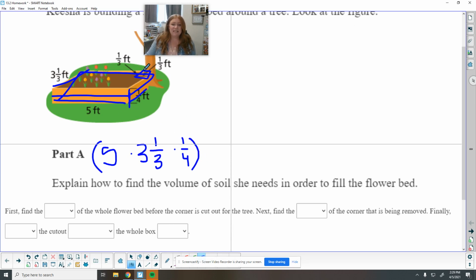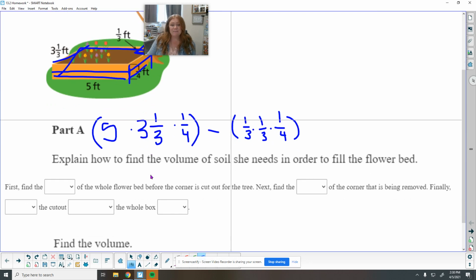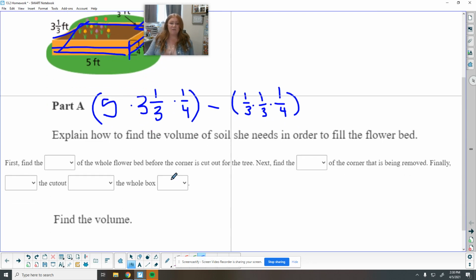Then I'm going to find this little cutout piece, which has dimensions of 1/3 by 1/3, and the height is also 1/3. So length times width times height. And then since it's not included, I want to cut that out and subtract the little box from the big box. So now let's go ahead and solve this.